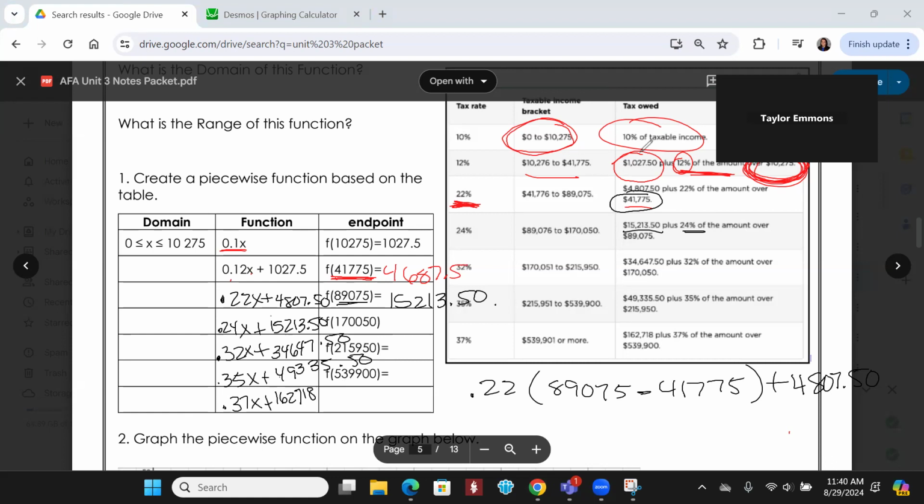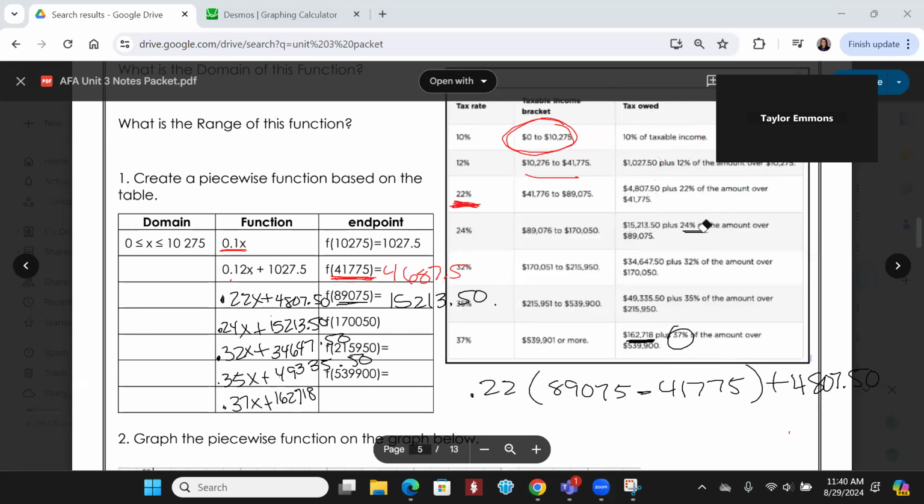So I took the tax owed over here and wrote it out. So for the last one, it says 162,718 plus 37% of the taxable income. So 0.37x plus that first number. So everybody's okay on the functions. Now, when we plug in, I need you to go back and read these things over here.